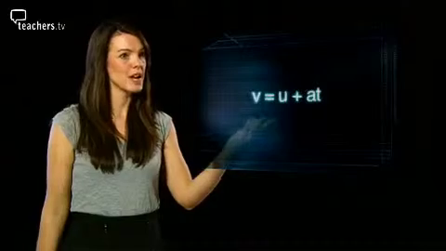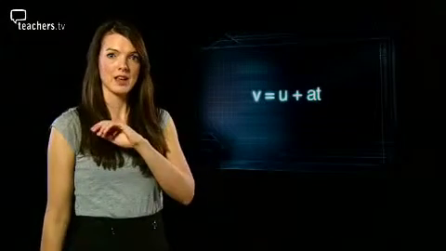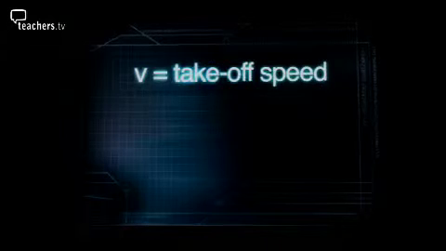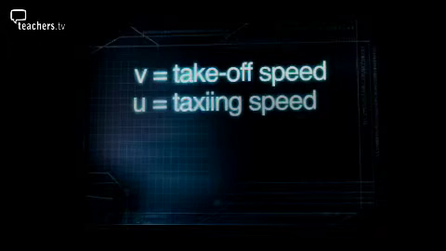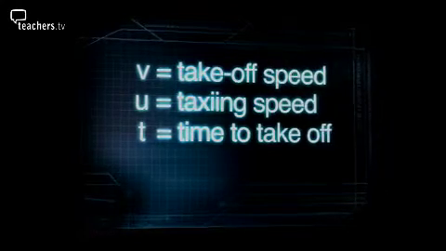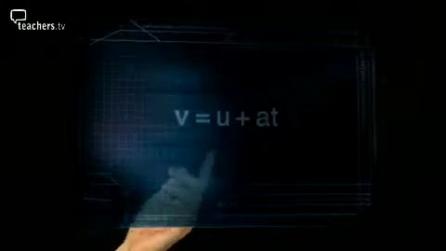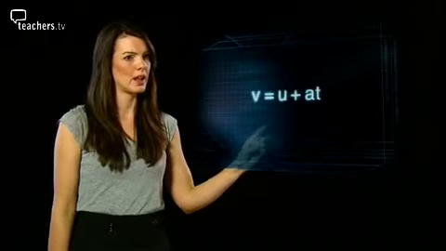I'm going to use V equals U plus AT to find out how fast a plane needs to accelerate to take off, where V is the takeoff speed, U is the taxiing speed, T is the time to take off, and I've got to get A as the subject of the formula. And how do I do that?